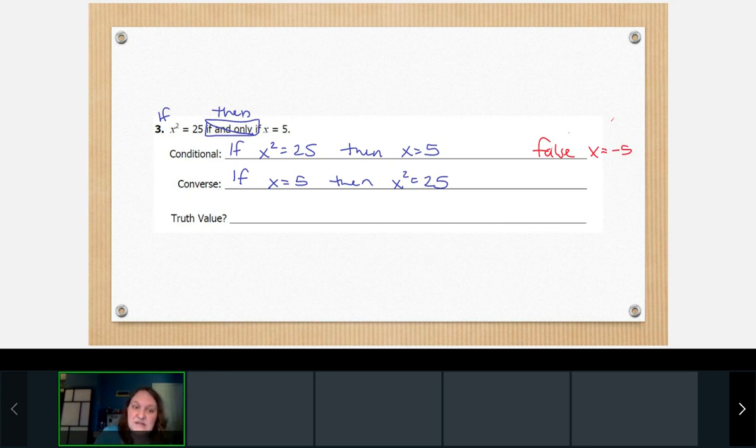Because x could equal -5, and if that happened, then x squared would still be 25. Now the converse, if x equals 5, then x squared equals 25. That's true because 5 squared is 25. But because I have one false, that means this entire biconditional is false. It doesn't say x equals 5. It's saying if x squared equals 25, then x equals 5. So it's saying that x squared equaling 25 means that x has to be 5, but it doesn't have to be 5 because x could be -5.